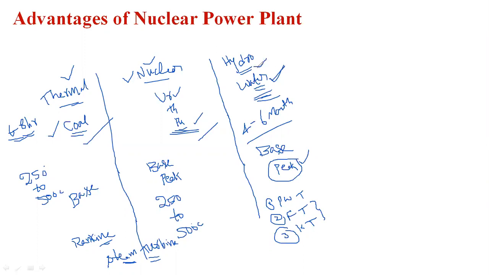Similarly, in the hydroelectric power plant, whenever the water strikes the turbine blade, the power generation starts immediately. Now, what are the advantages of the nuclear power plant compared to the other conventional power plants, that is thermal, hydro, gas, and diesel power plants?